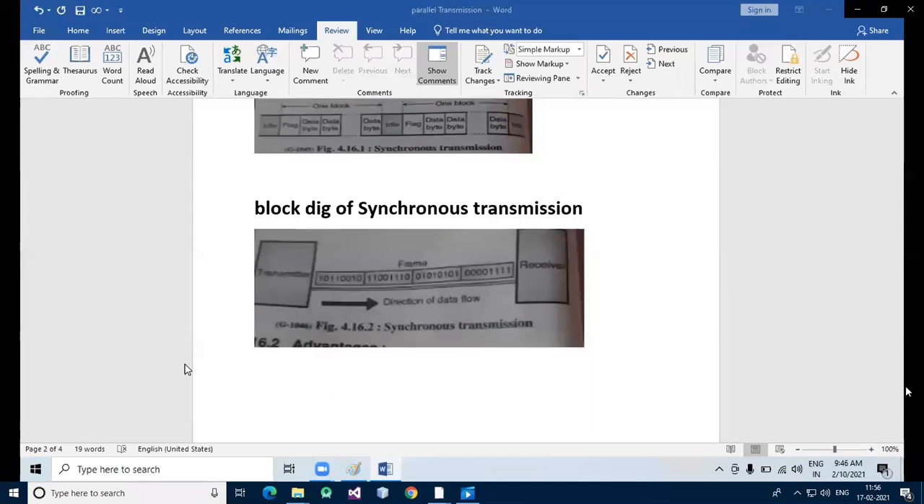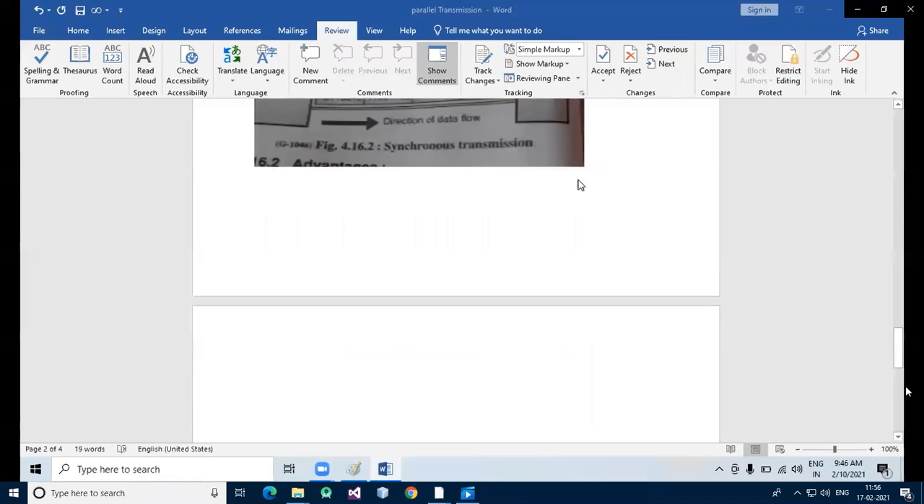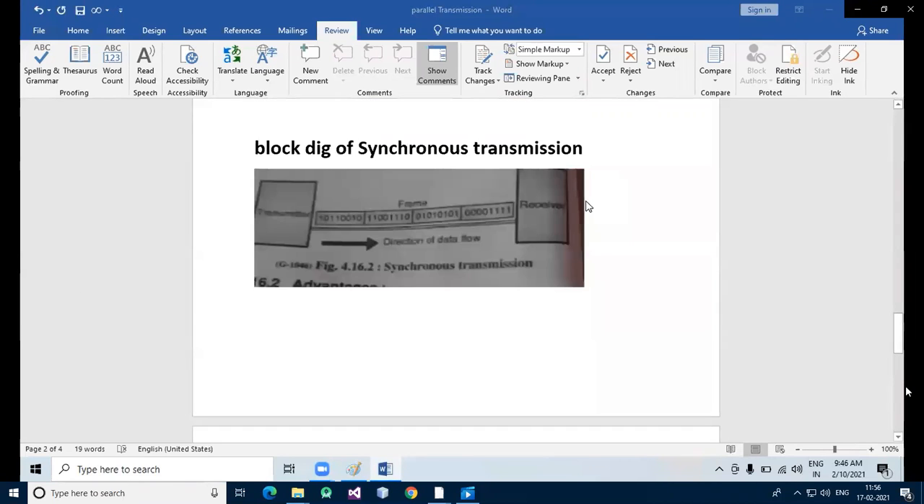Timing errors are reduced due to the synchronization. So disadvantages of block diagram is the timing is very important. The accuracy of the received data is dependent on the ability of the receiver to count the received bits accurately. The transmitter and receiver have to operate at the same clock frequency. This requires proper synchronization, which makes the system complicated.